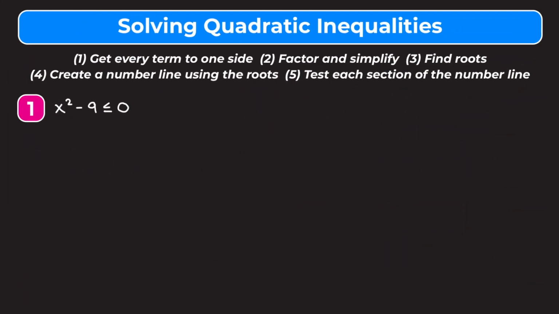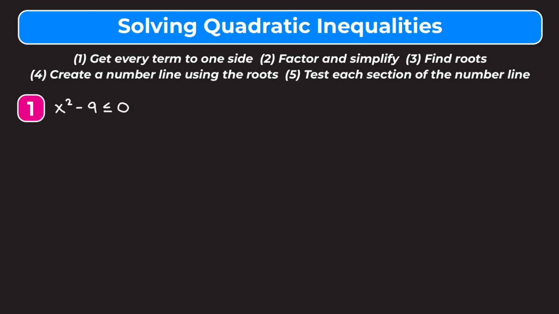In this video, we're learning how to solve quadratic inequalities, and if you look at the top of our screen, we have 5 steps that we're going to follow when we're solving quadratic inequalities. So let me show you guys how we can use these 5 steps by working through example 1. So example 1 says x squared minus 9 is less than or equal to 0.